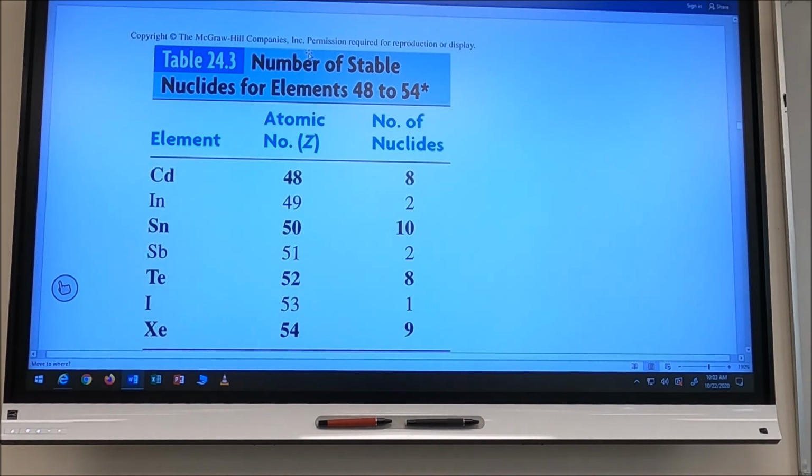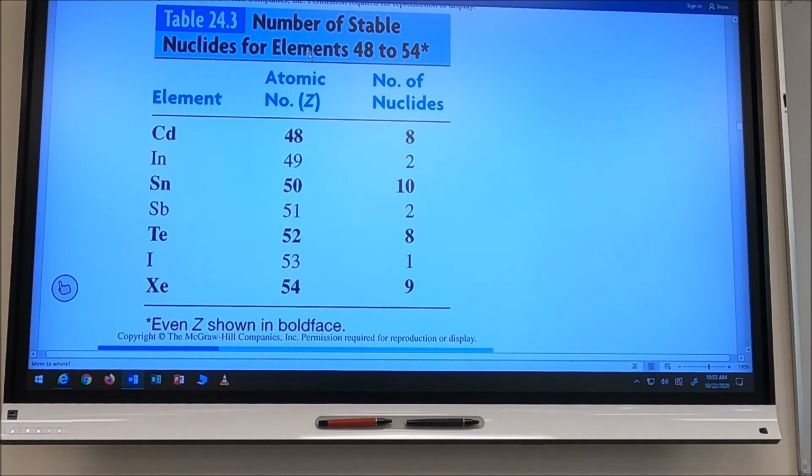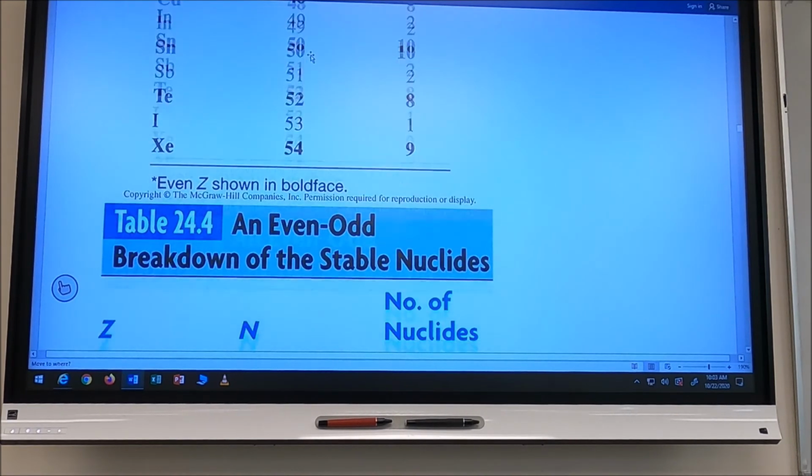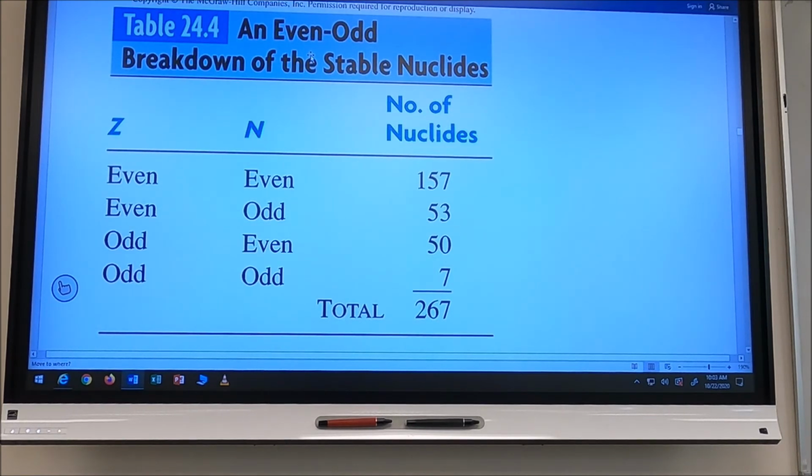at stable nuclides, and here's an example of some nuclides. You see their atomic number. Cadmium's atomic number is 48. There are 8 stable isotopes, nuclides of cadmium, that are stable. Whereas you look at iodine, which has an atomic number of 53, so it has an odd number of protons, there's only 1 stable nuclide. Okay, scroll up.